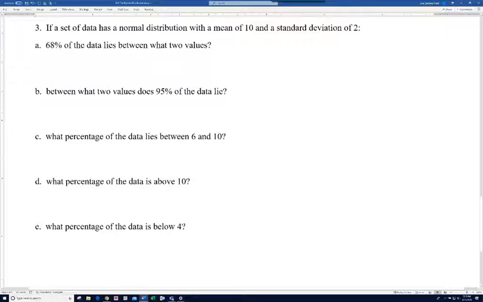Now the first thing you'll notice here is there's no picture for you. You're going to have to draw a bell-shaped curve. And so I'm going to go ahead and do that. So try to make it as symmetric as you can. And we're going to want to put in our mean.